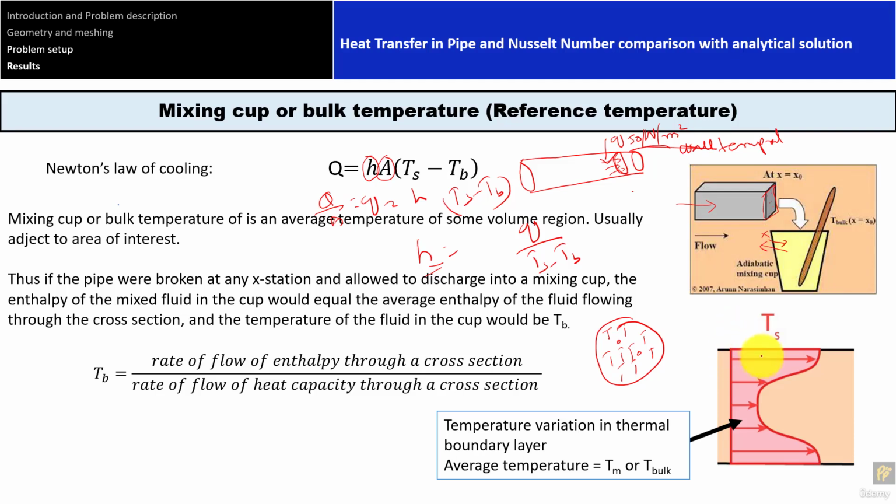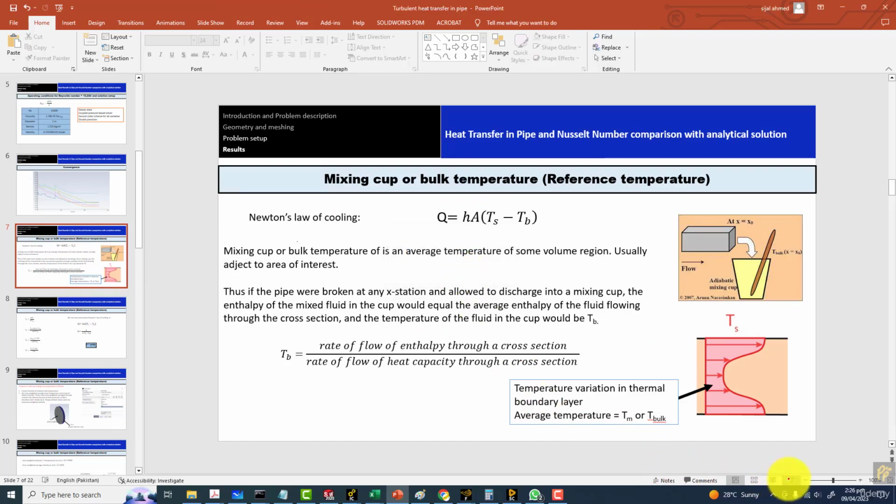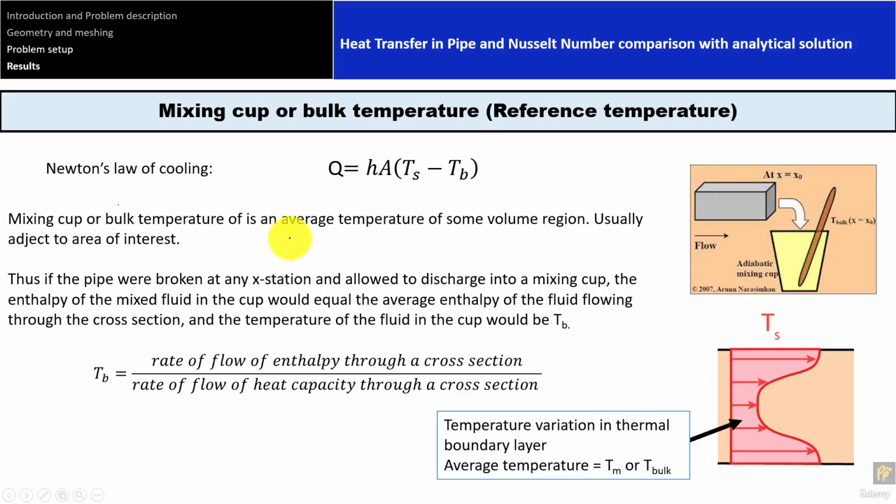Again, for example, here I have drawn the temperature profile, and you can see the temperature varying at different positions along the diameter of the pipe. If you average this whole quantity, you get the T mean or the T bulk temperature. This is the whole idea. Mathematically or physically, what it means is that the mixing cup temperature is an average temperature of some volume region, usually adjacent to the area of interest.